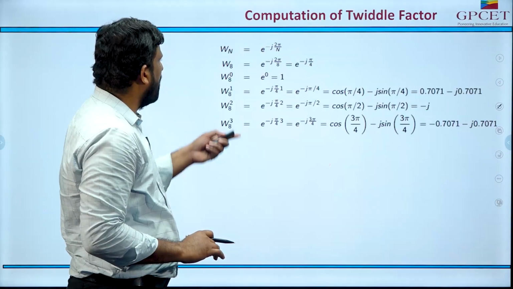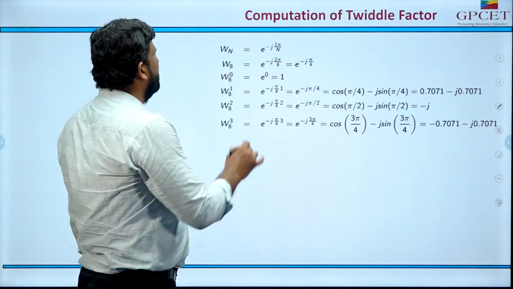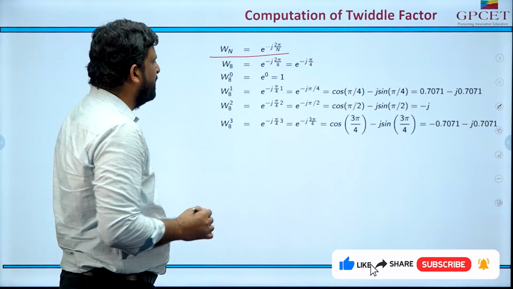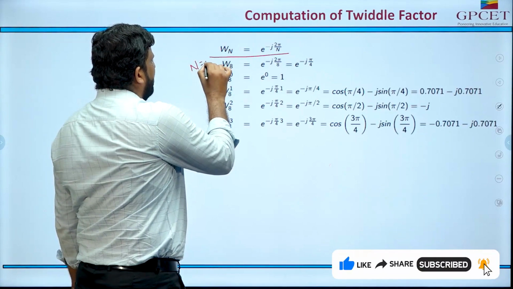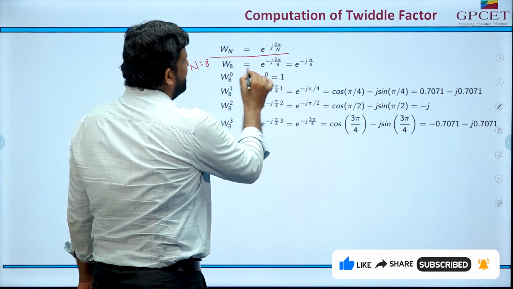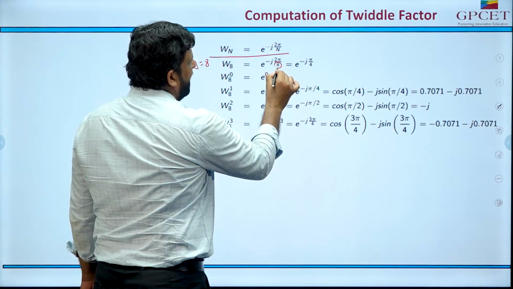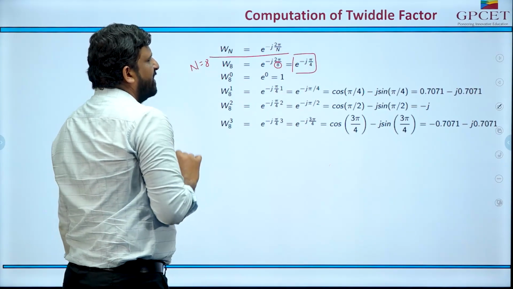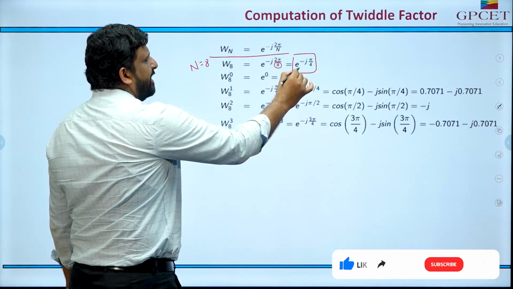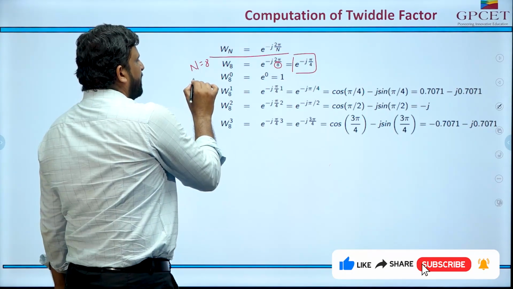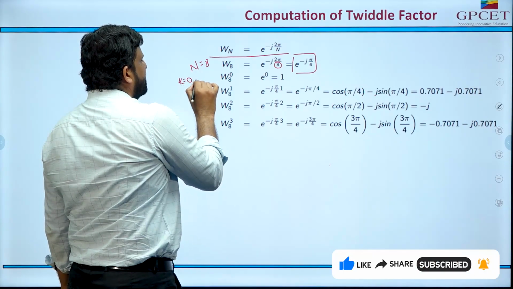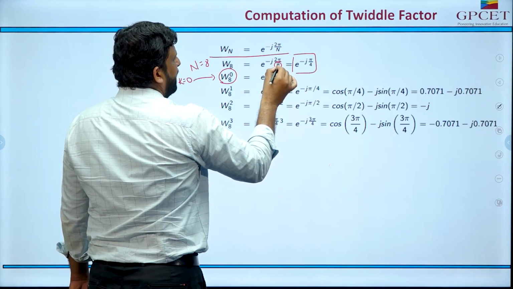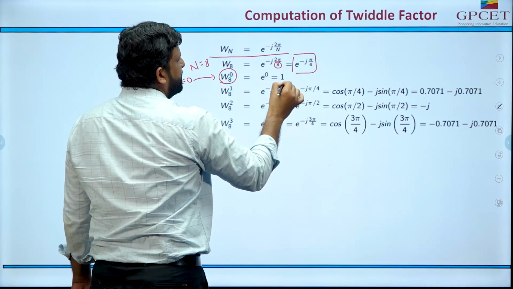For this, how are we going to solve for the values? We already know what Wn is. Wn is nothing but e power minus j 2 pi by n. Fine. Now for n is equal to 8, I am writing W8 with capital 8. So what I am going to get here is e to the power of minus j pi by 4. Now for k is equal to 0, what is the value? W8 to the power of 0 is equal to e power 0, that means the total value is 0, and e power 0 is equal to 1.